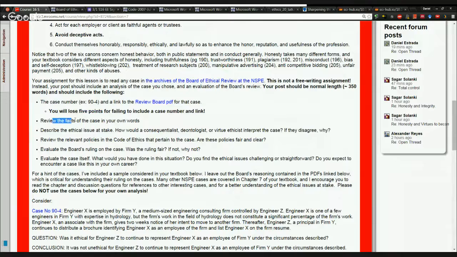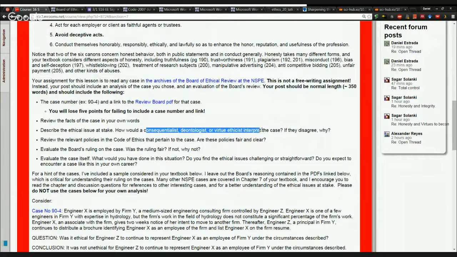Then once you do that, I want you to describe the case in your own words. Don't just copy the description from the PDF. I want you to describe the case and also describe some of the ethical issues at stake. This isn't necessary, but if you'd like, especially if you want more points on the assignment, interpret the case from one of the perspectives of the ethical theories that we've covered in class: deontology, consequentialism, and virtue ethics.